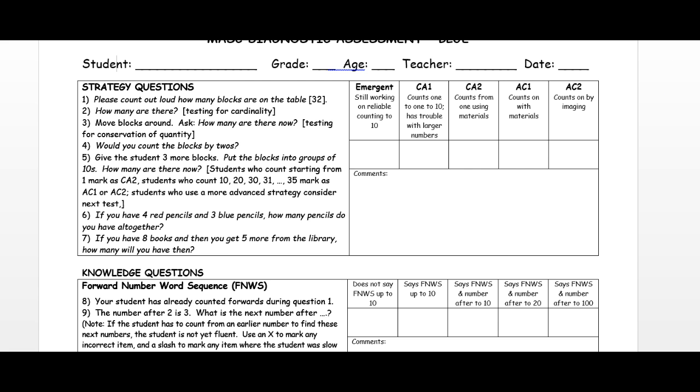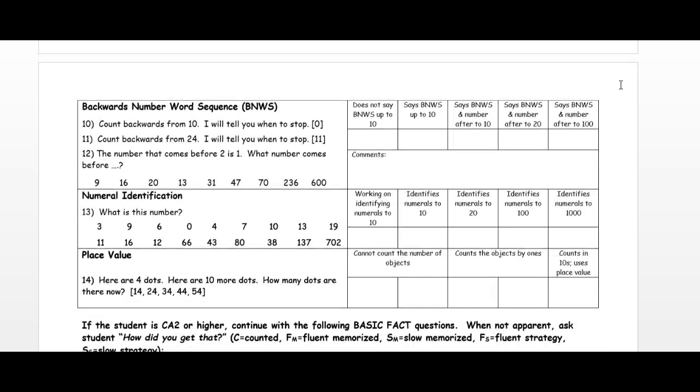Then when we slide down to the next section, questions 8 and 9 are about having students count forwards and then try and read numbers and then tell you the number that comes right after them. When you get to question 10, 11, and 12, students are going to be counting backwards, and the numbers in the brackets are where you can tell them to stop. They don't have to go to 0 on number 11.